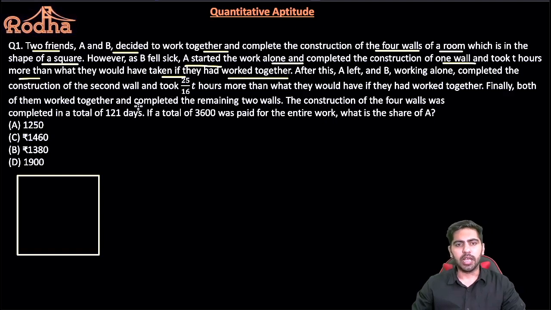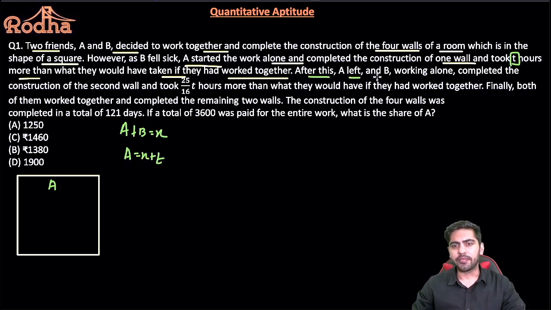Alright. So A alone started the work for the first wall. Let's say A is working on this particular wall, and he took T hours more than what they would have taken working together. Alright, fine. So let's say A plus B, if they take X hours, then A alone is going to take X plus T hours, right? Fine, let's read further.